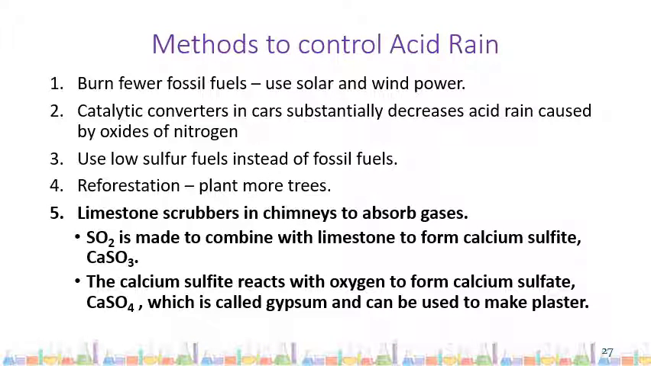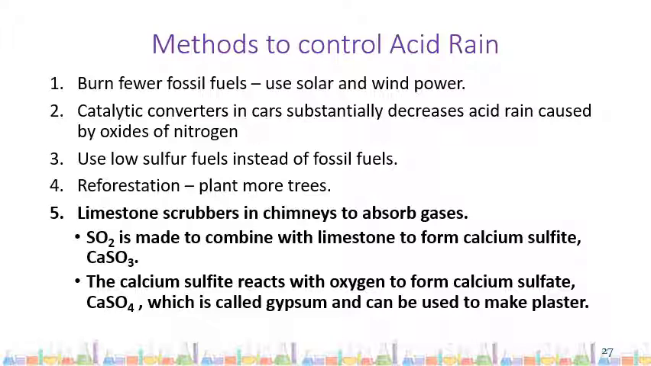How to control acid rain would be to burn fewer fossil fuels, use alternative and more sustainable forms of energy. Make sure all cars are fitted with catalytic converters, as this will severely decrease the acid rain caused by nitrogen oxides. Use low sulfur fuels, plant more trees for reforestation, and the one in bold here is one that they specifically want you to know, and that is installing limestone scrubbers in chimneys to absorb gases.